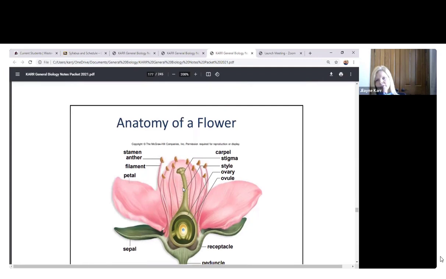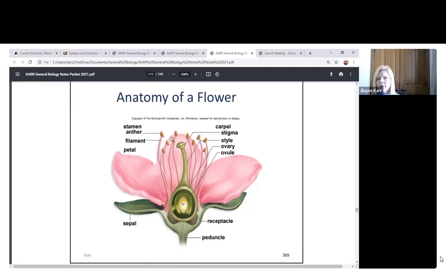But anyway, just understand the anatomy of a flower and how the male and female parts work together to form that embryo that will be found down here inside the ovary. And I'll provide a short animation of that as well. So that concludes basic anatomy and function of the different tissues and parts of the plant kingdom.